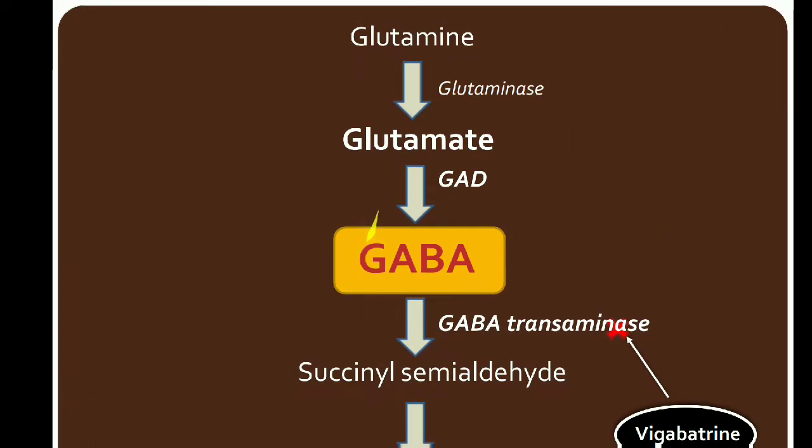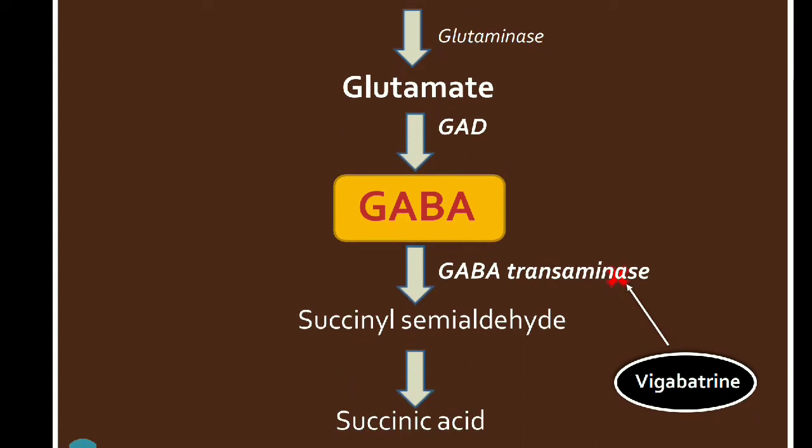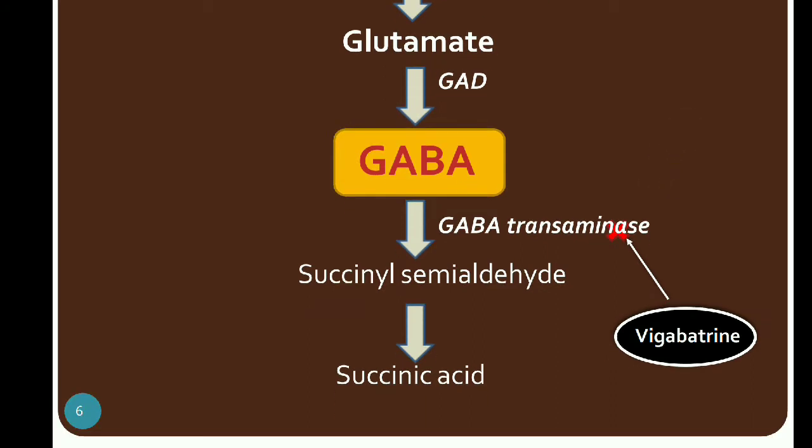You can see in this picture, glutamine is converted into glutamate by the enzyme glutaminase, and glutamate is converted into GABA with the help of glutamic acid decarboxylase. GABA is further converted by the enzyme GABA transaminase into succinic semialdehyde, and semialdehyde is further converted into succinic acid.